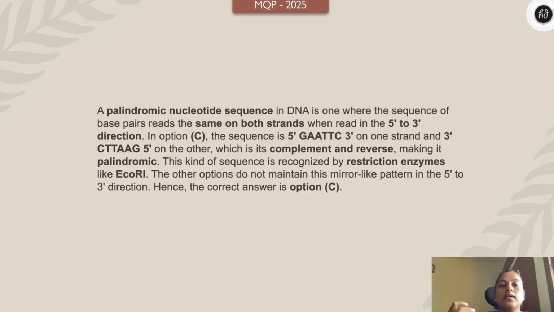Okay, it should read the same in reverse also. That is what is meant by a palindromic nucleotide sequence, where the sequence of base pairs reads the same on both the strands when read in 5 prime to 3 prime. When you read it from the 5 prime to 3 prime end, both should be the same. That is the meaning, right?